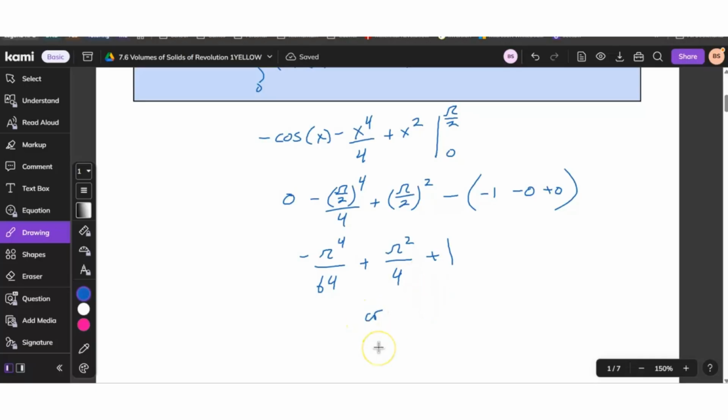Let's figure out what that is on our calculator. If this is a non-calculator problem, you'd leave your answer like that. Otherwise, you should probably simplify it. And we get 1.945.